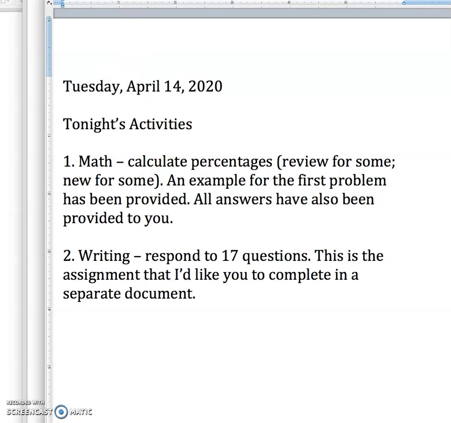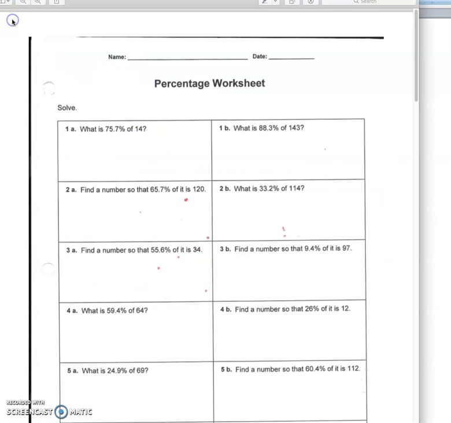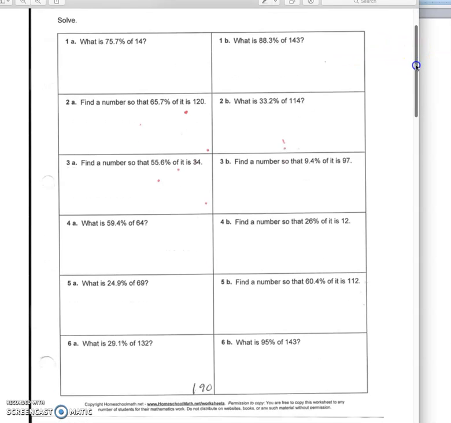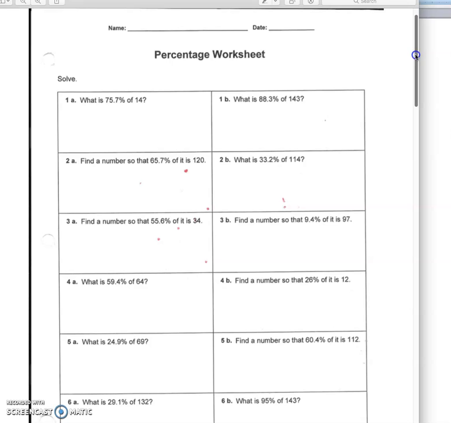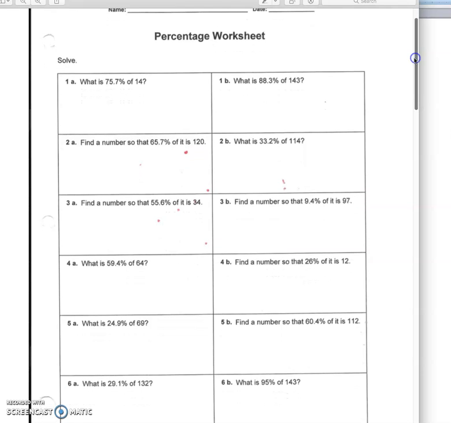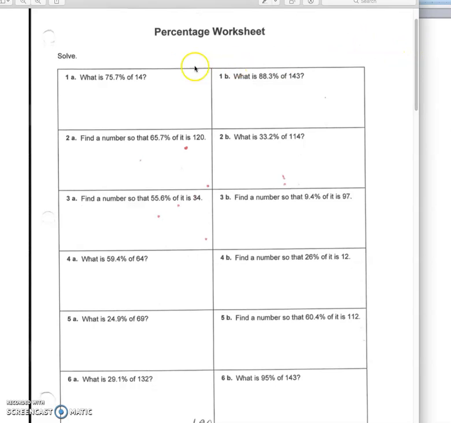So first, let's get into the math for tonight. These are percentages, and this is in your book on page 190 if you want to use your book. If not, you can just use this file that I've given you. So we're going to do the first one together. Okay, so for each problem, there's a question that's asking what percentage.